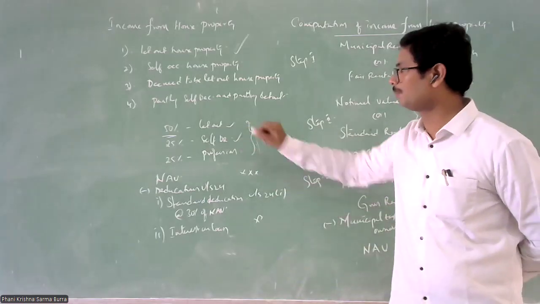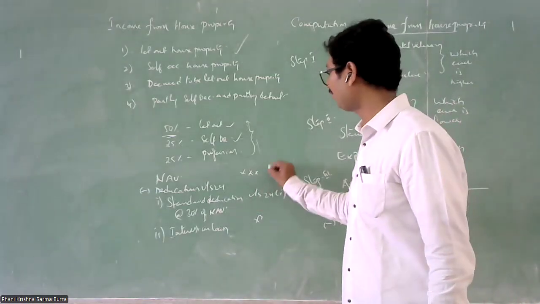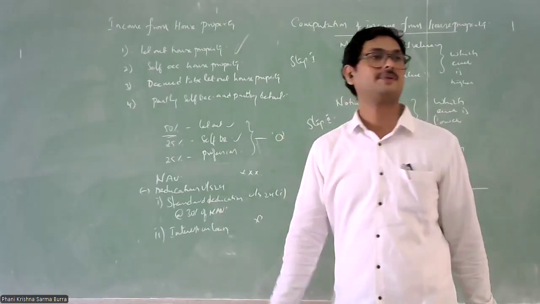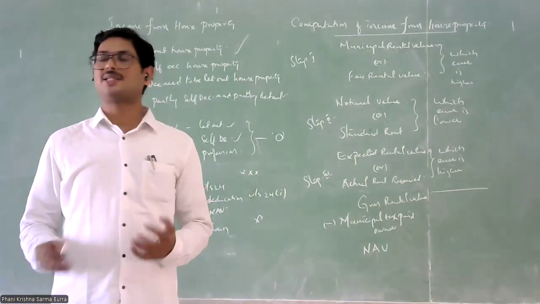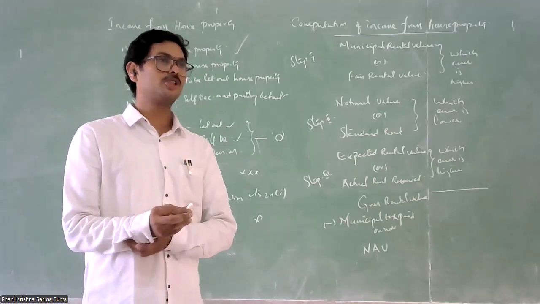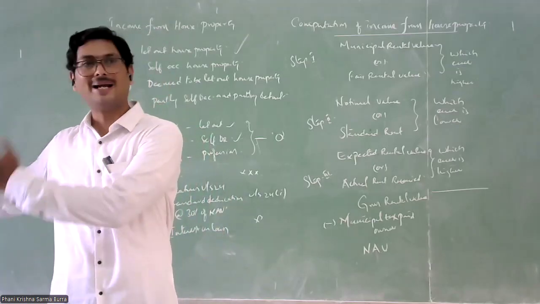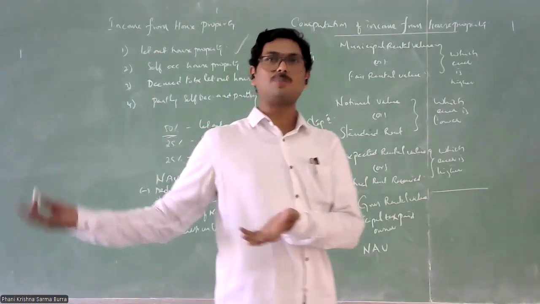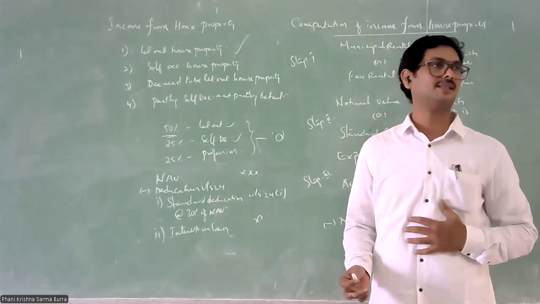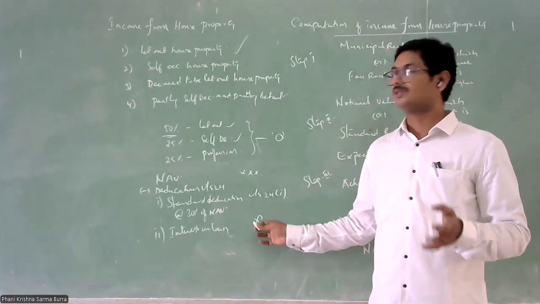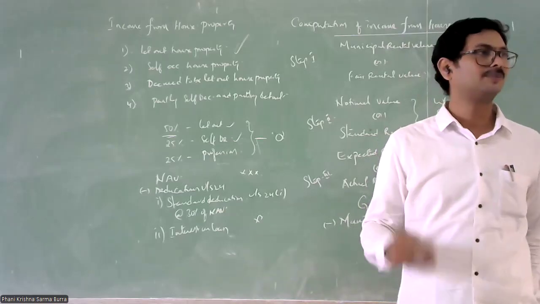In case of self-occupied property, the net annual value becomes zero. Why? A simple example: we stay in our own residence. It is not possible to pay rent from our pocket to the bank. The own money we contribute is not earnings, it is personal. So in case of self-occupied property, the net annual value becomes zero.